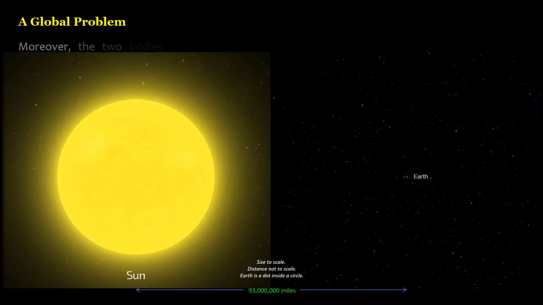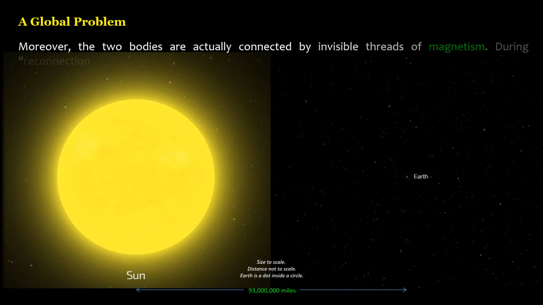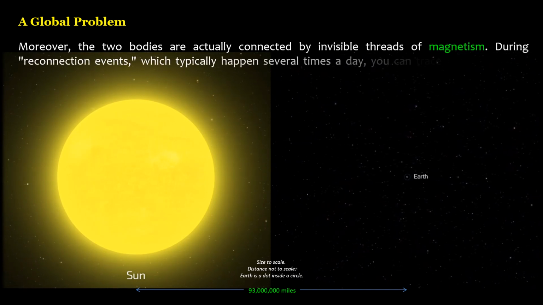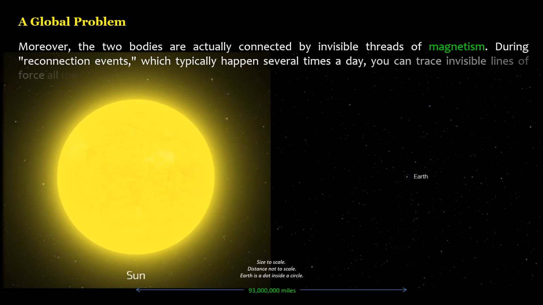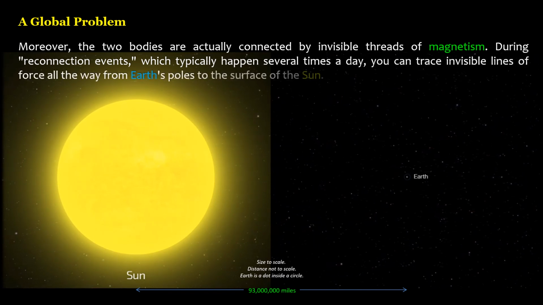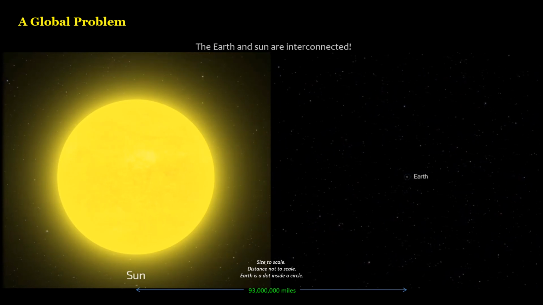Moreover, the two bodies are actually connected by invisible threads of magnetism. During reconnection events, which typically happen several times a day, you can trace invisible lines of force all the way from Earth's poles to the surface of the Sun. The Earth and Sun are interconnected.